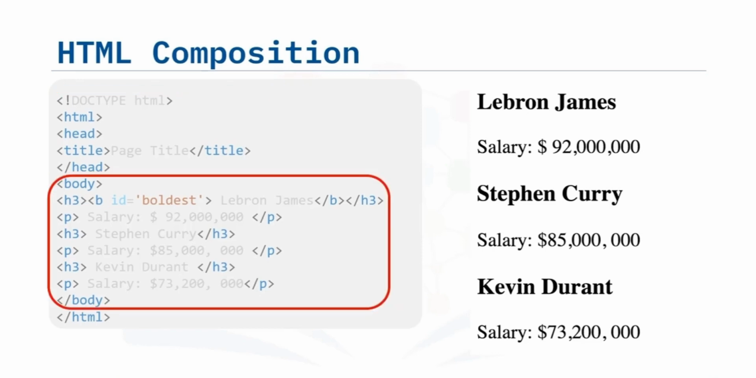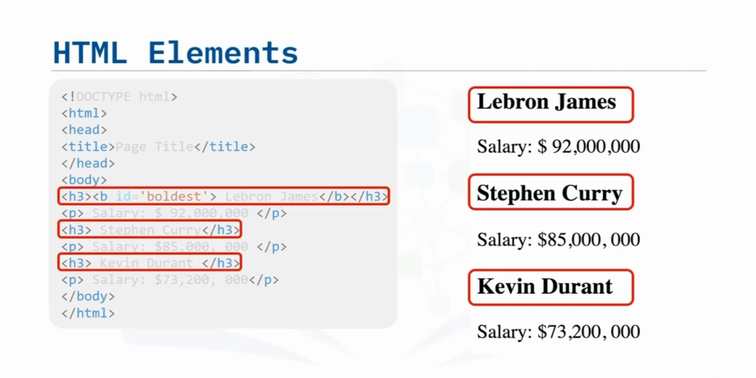Next, we have the body. This is what is displayed on the web page. This is usually the data we are interested in. We see the elements with an H3. This means type 3 heading, which makes the text larger and bold. These tags have the names of the players.